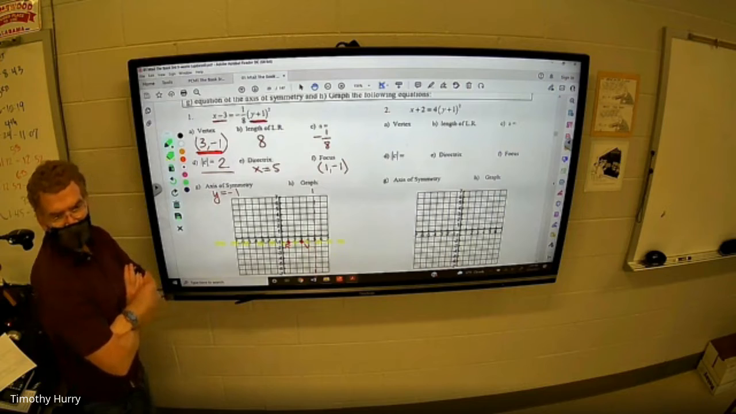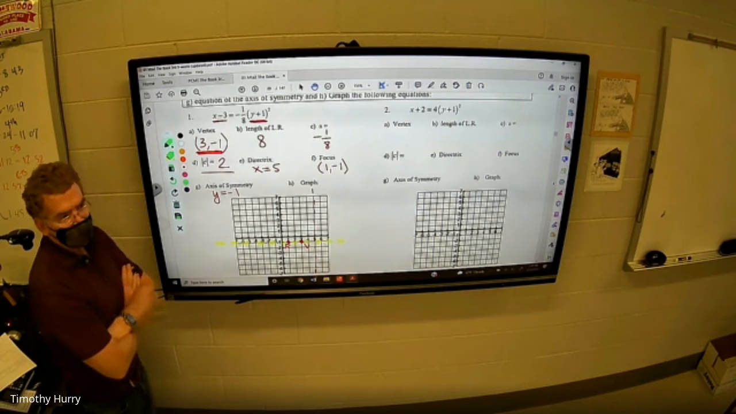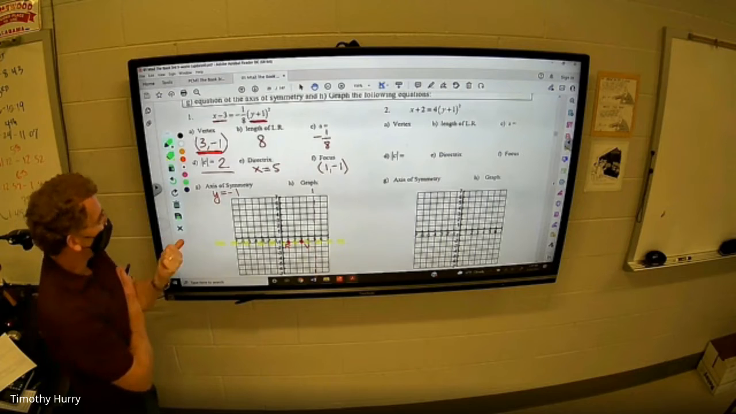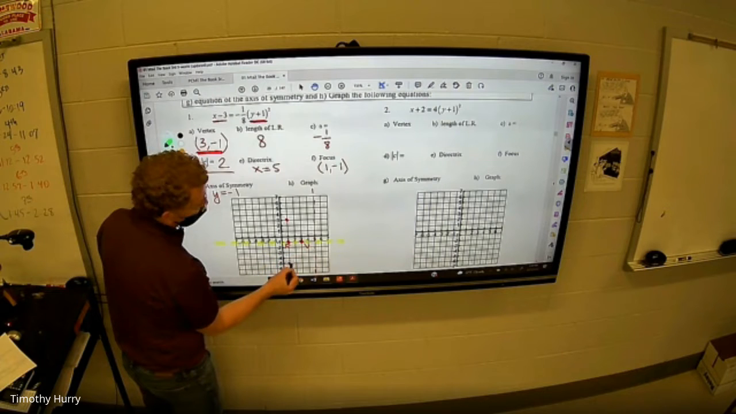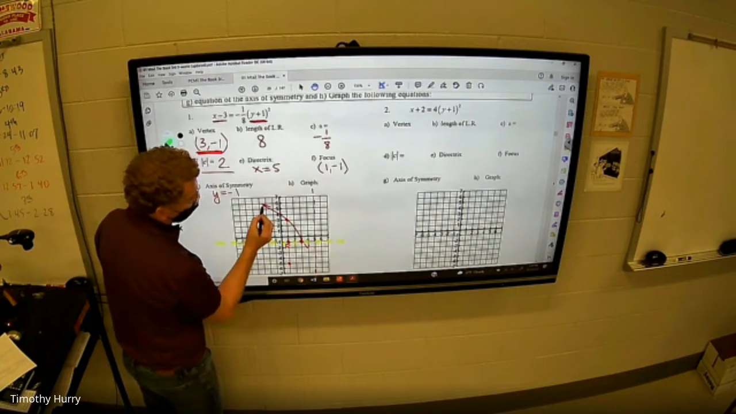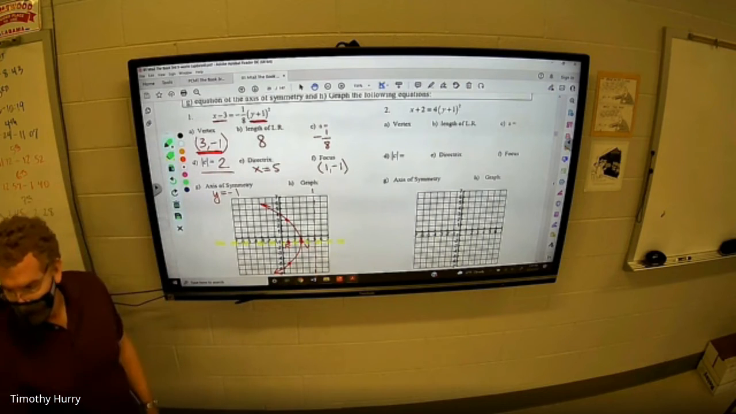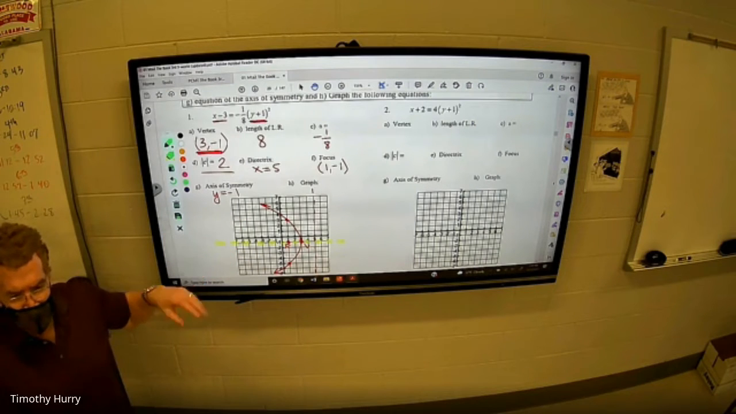What would be the easiest way to graph this? We did this last time. Use the latus rectum at the focus. The latus rectum was 8. So from here, I'm going to go up 4, down 4, and from the vertex, go through those 2 points. And that's good enough. You with me?